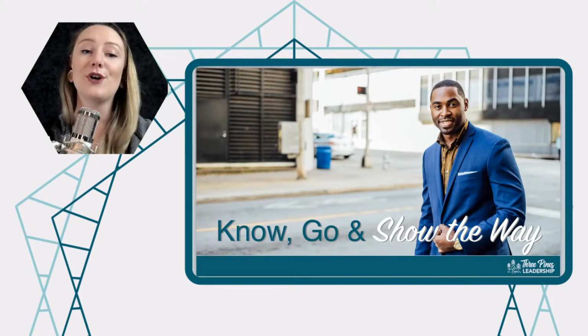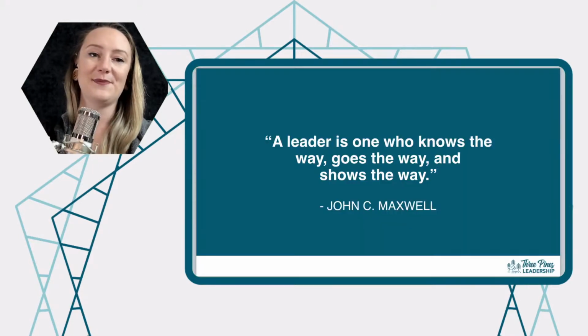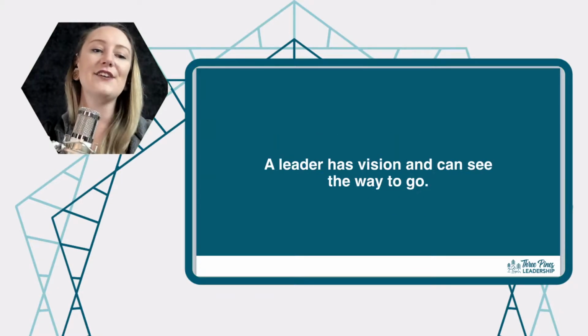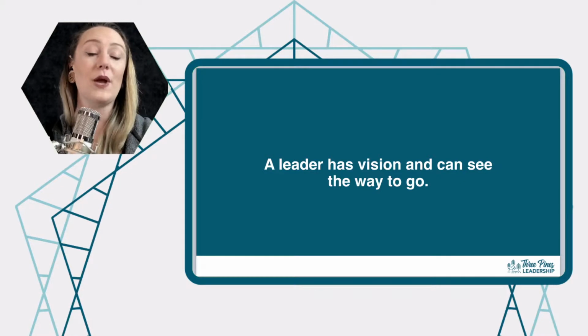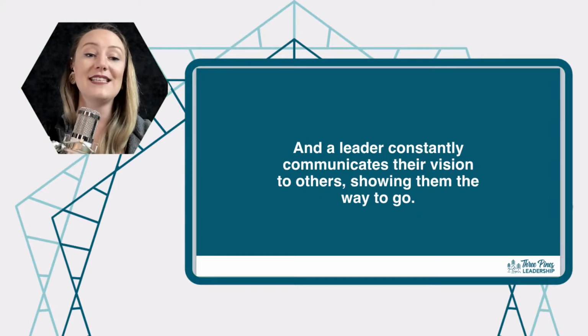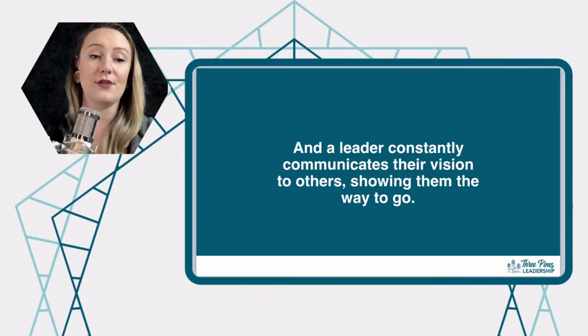So know, go, and show the way. John C. Maxwell said, "A leader is one who knows the way, goes the way, and shows the way." This is the essence of leadership. A leader has a vision and can see the way to go. A leader is self-motivated, self-disciplined, passionate, and courageous enough to do the hard work necessary to make their vision a reality. A leader constantly communicates their vision to others, showing them the way to go.